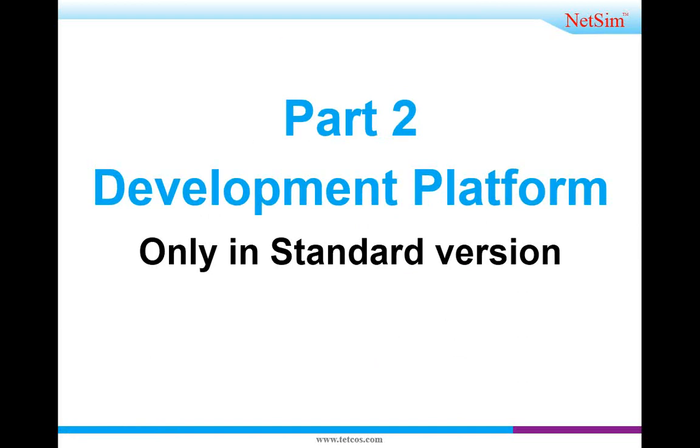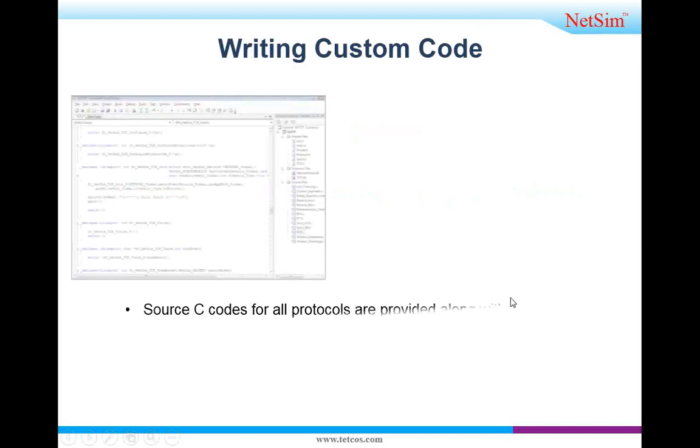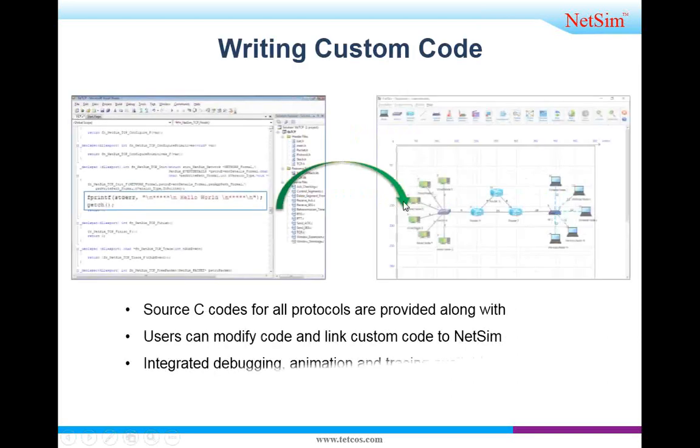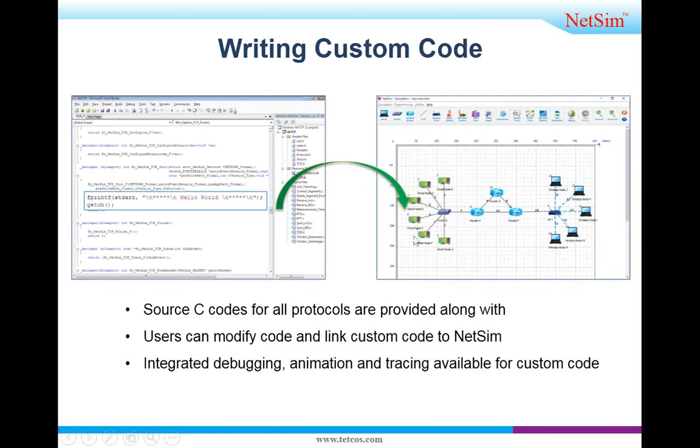Now part 2, the development platform, which is also available in the standard version only. You can see in the screenshot there are two screenshots available. The first one is for programming, the second one is for GUI. NetSim allows the user to edit the protocol source code, and this C source code is provided with the tool. The user can also use third-party tools like an IDE or Visual Studio 2010 to debug these protocol codes. NetSim also allows the user to write custom code for all the protocols by creating a DLL for their custom code and replacing NetSim's default DLL with the user's custom DLL.